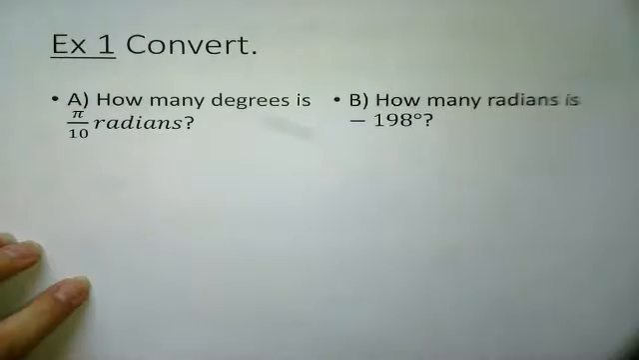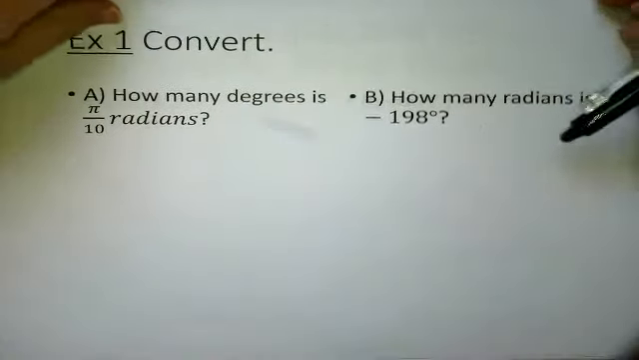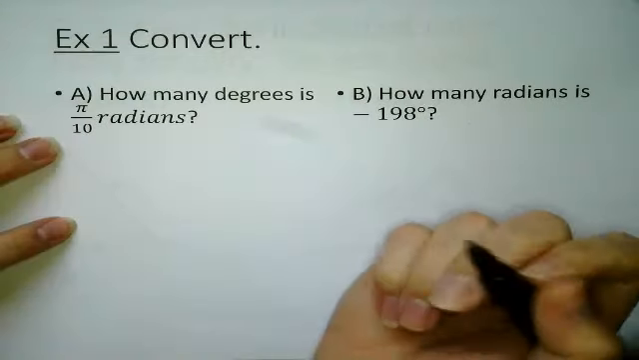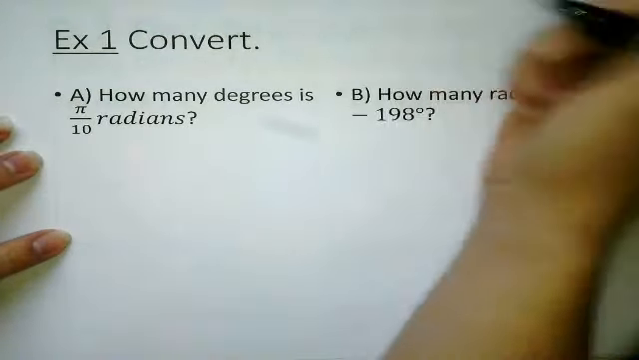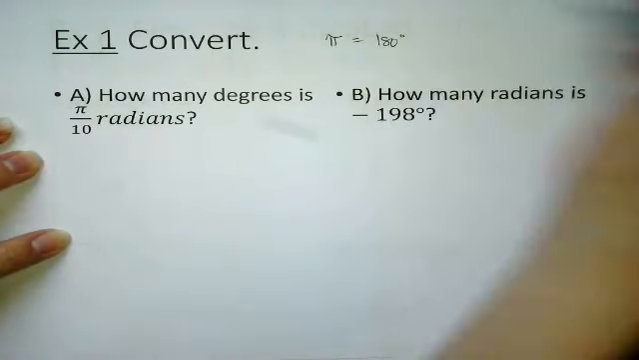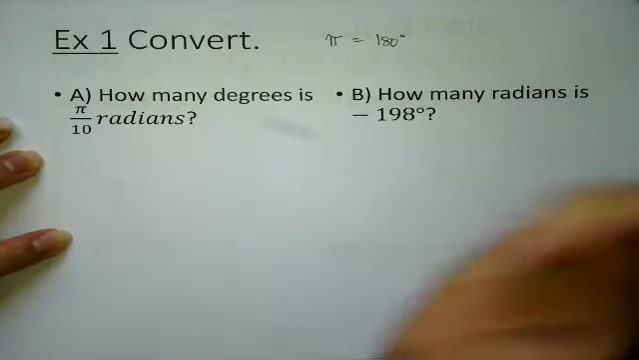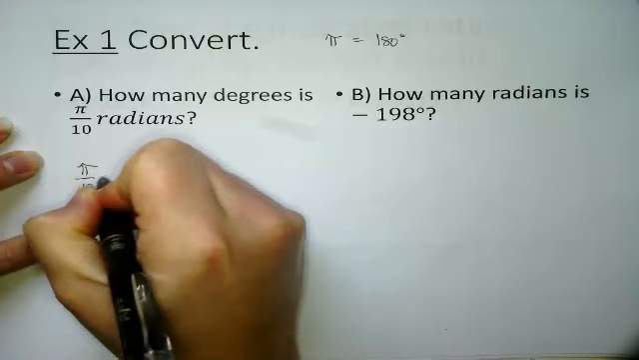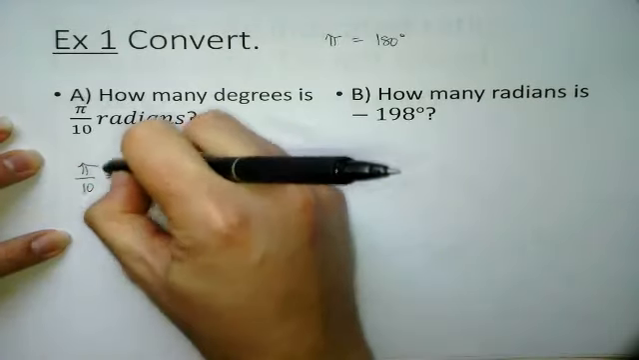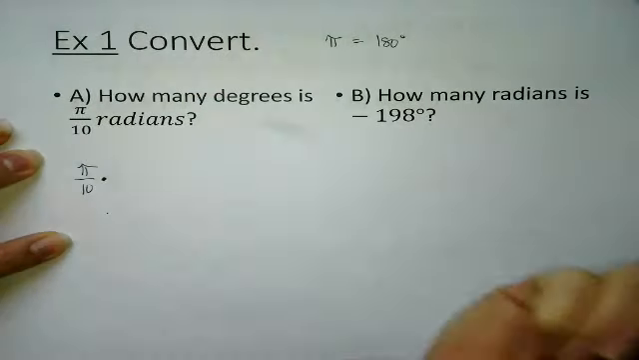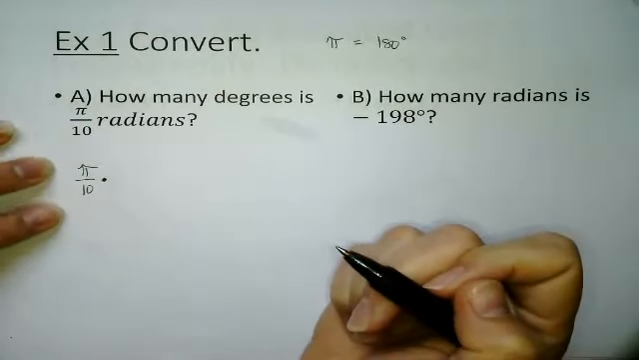Let's do a little bit. You will need your calculator. So we are converting for the first thing. How many degrees is pi over 10 radians? So our conversion factor, we know that pi radians is the same as 180 degrees. And we're going to take that to convert pi over 10 into degrees. And to convert things, we just multiply. We're multiplying by unit factors, unit fractions rather.